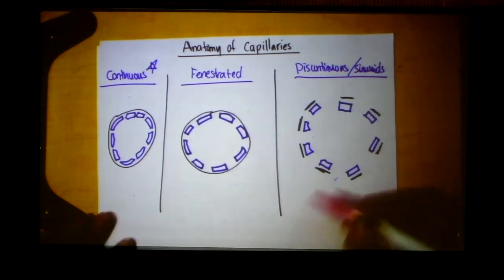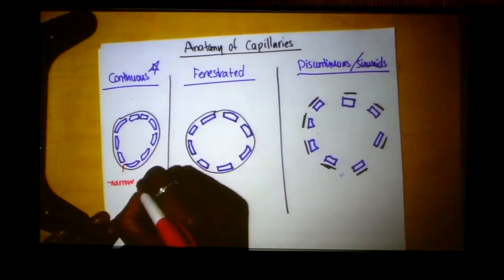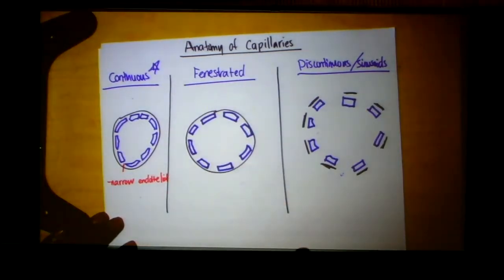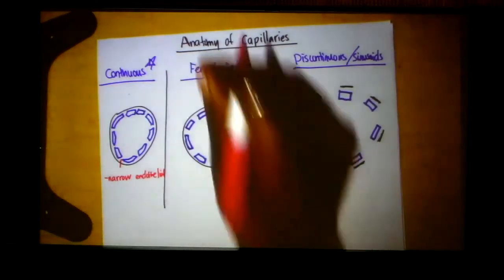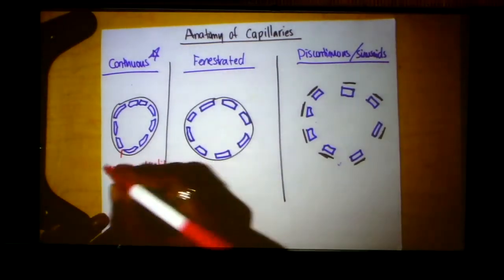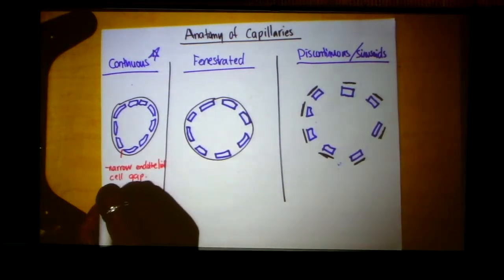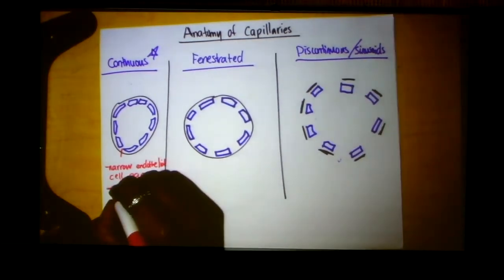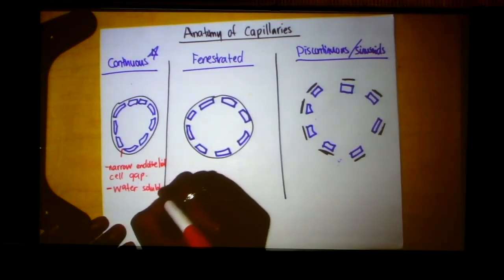So in continuous capillaries, we have a narrow endothelial cell gap. Can you guys read my handwriting? It's an embarrassing question. Okay, so now our endothelial cell gap, and this facilitates the movement of mostly fluid, but also water-soluble molecules.